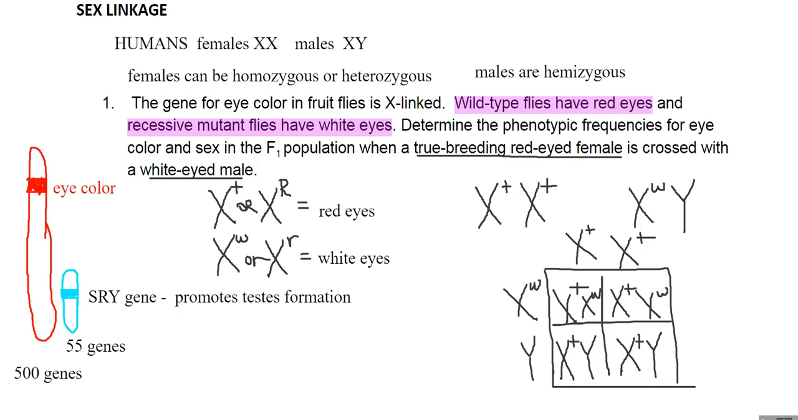What you have here is the question that we left off on yesterday, where we have a wild type female that has red eyes crossed with a recessive mutant male with white eyes. So a couple things that I want to remind you about.